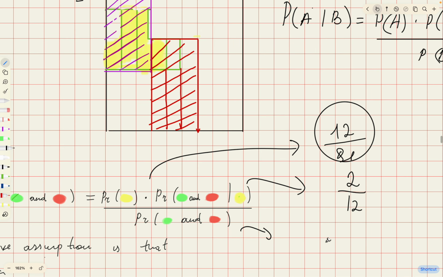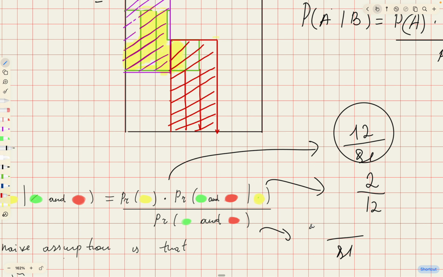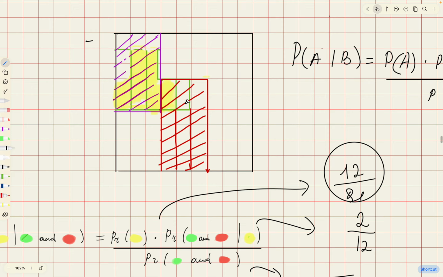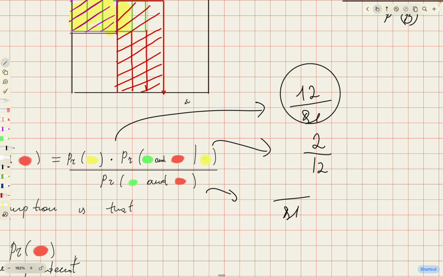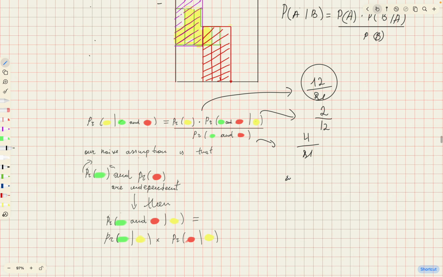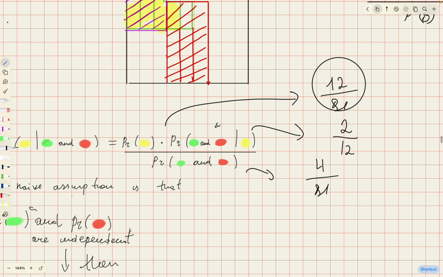We look at the total number of cells, which is 81. And how many cells do we have which are both green and red? It will probably be this part: 1, 2, 3, 4. So it will be 4. I just explained this to show that that's how it's calculated, but in real life, calculating this is not always possible.